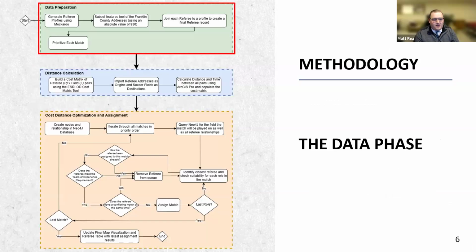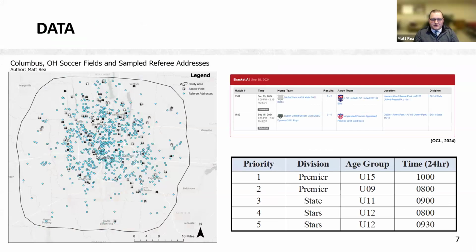So my methodology follows three distinct phases: a data preparation phase, a distance calculation phase, and the cost distance optimization phase. Getting into the data, the scale of this project was Franklin County and a few of the surrounding neighborhoods right around the border, to include some extraneous fields out on the perimeter. There were no authoritative data sets for most of these that were hosted in a geospatial format.